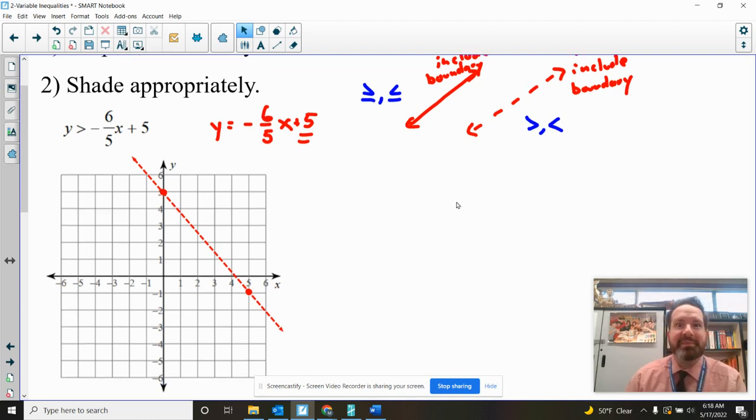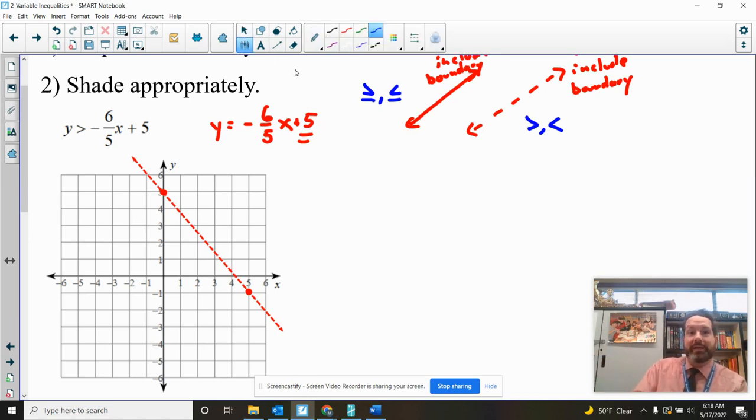Okay, once that's done, to show the solutions to the inequalities, we're either going to shade in everything up here, or we're going to shade in everything down here. But which is it? For that, I recommend doing some testing. We're going to do a test check.